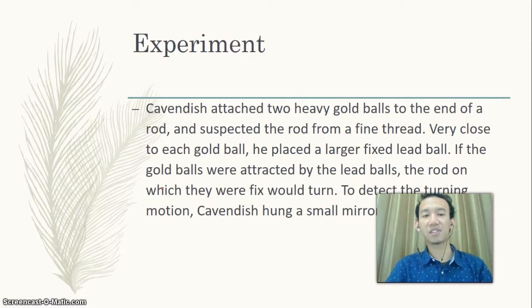And then we move on to the experiment that was done by Cavendish. Cavendish attached two heavy gold balls to the end of a rod and suspended the rod from a fine thread. Very close to each gold ball, he placed a larger fixed lead ball, and if the gold balls were attracted by the lead balls, the rod on which they were fixed would turn. And to detect the turning motion, Cavendish hung a small mirror on the thread. That was the experiment that was done by Cavendish.